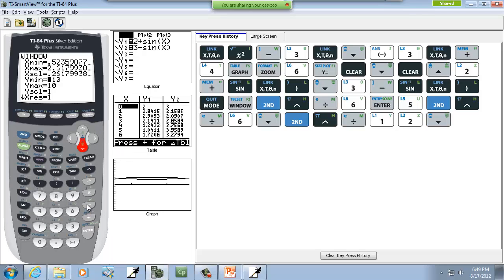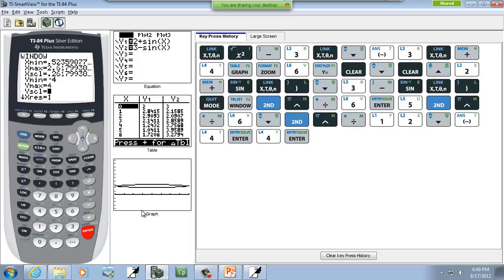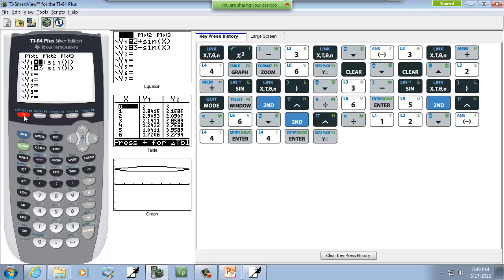Y min, I can see from here that that's actually good enough, but if I didn't see it, maybe I might play with these a little bit. I might do negative 4, put 4 in, like that, so I can see it a little bit better. But let's press graph. First I'll go back to y equals. Remember 2 plus sine x. Let me write these over here.